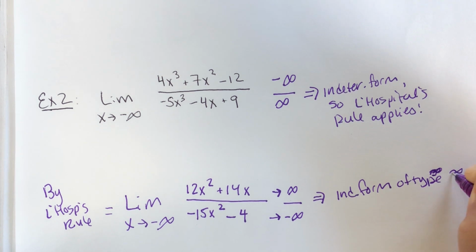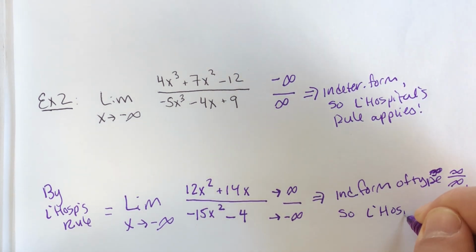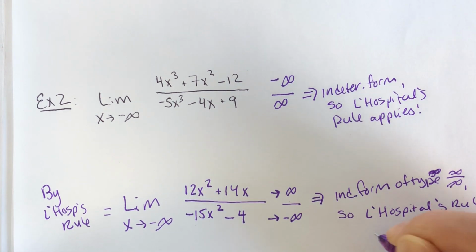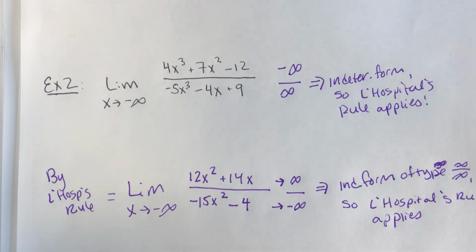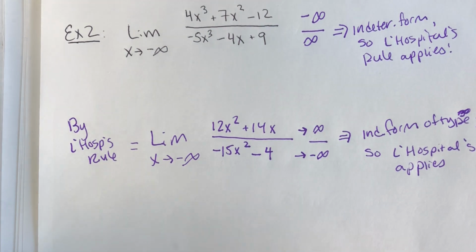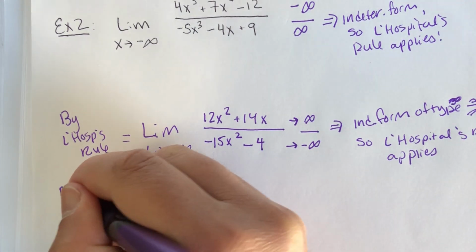Type infinity over infinity. So L'Hopital's rule applies again, meaning we can just take the derivative again and just keep repeating until we get a determinate form, until we get an actual limit here, or until we get to a point where we can determine that the limit doesn't exist. So we're going to use L'Hopital's rule again here.